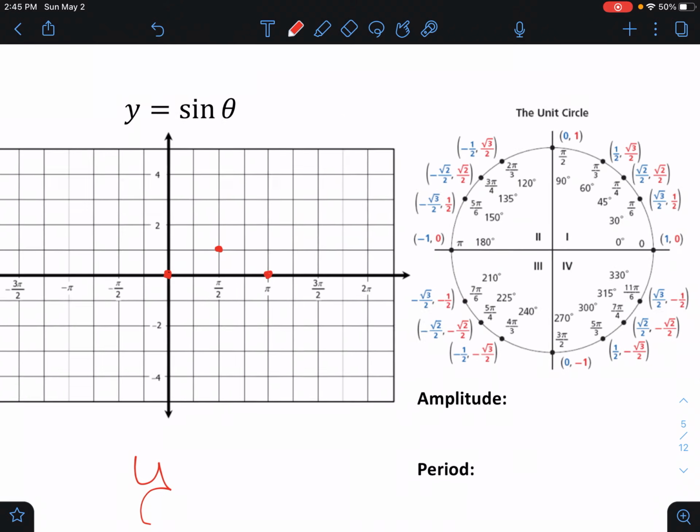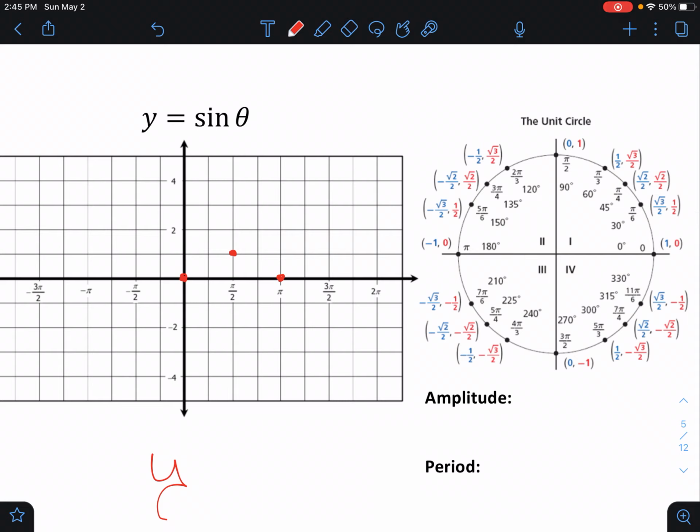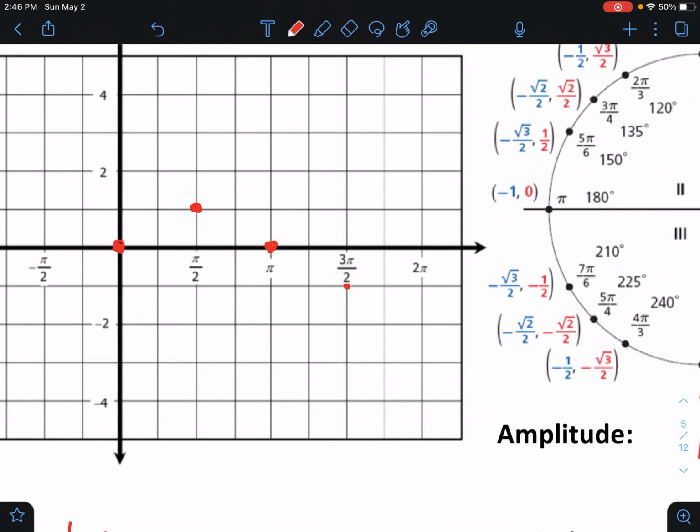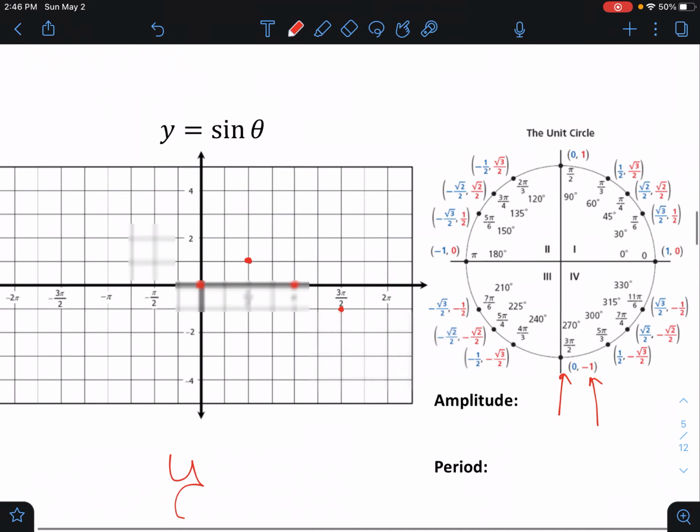Okay? And then we're going to go down to 3 pi over 2, and you'll notice it's negative 1. So I'm going to plot that. Now if I go back to 2 pi, remember this is 2 pi right here, this is back to 0.